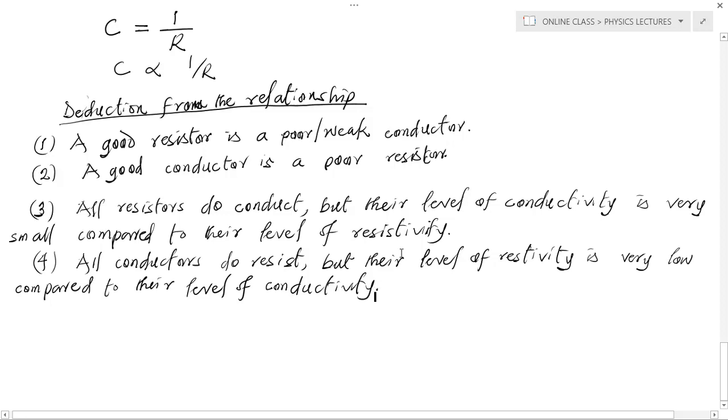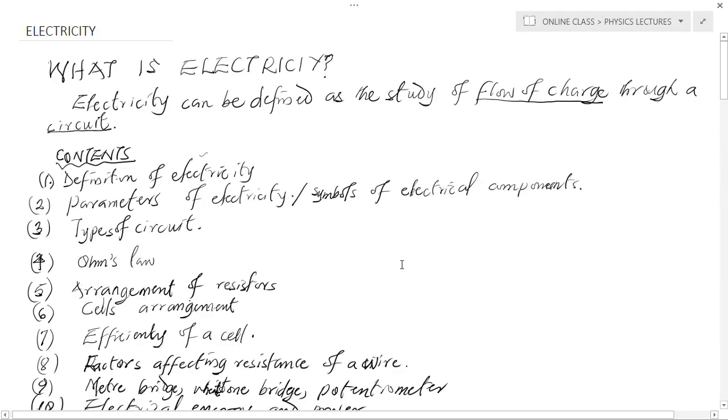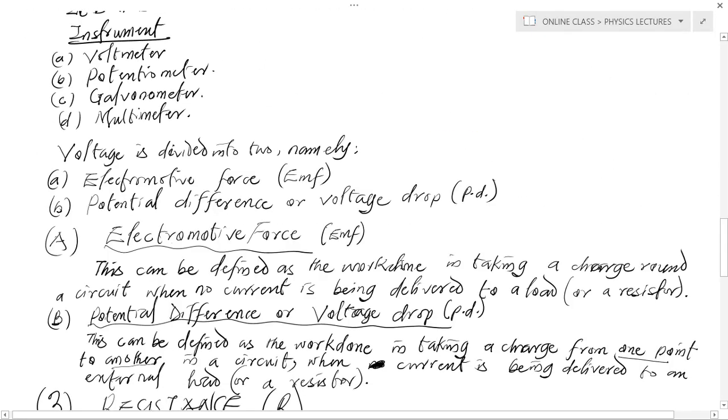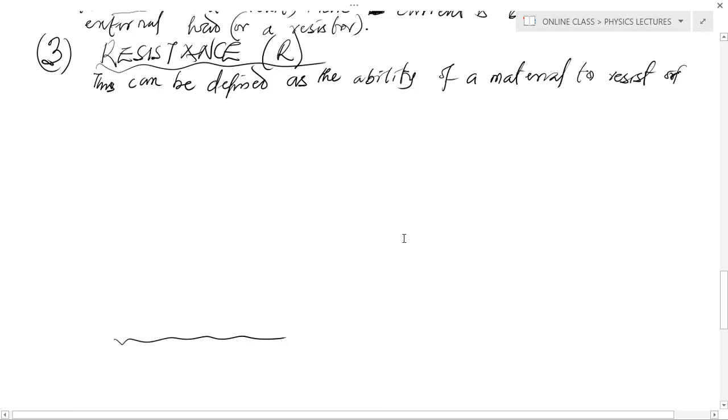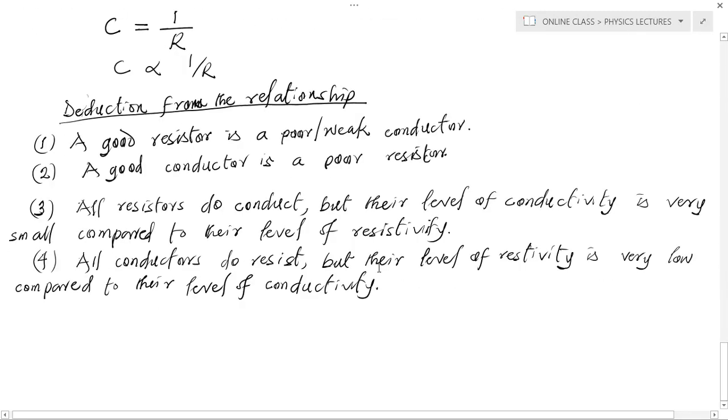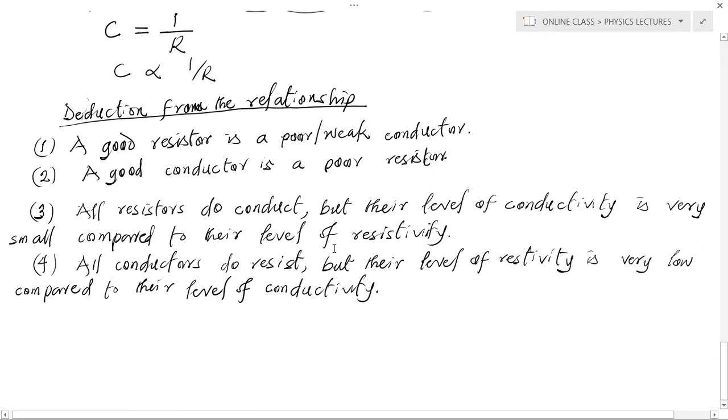Now, this is where we are going to stop for today so that the video will not be too much for us. So the next class we'll be discussing types of circuits, Ohm's law, and arrangement of resistors. Tomorrow, I pray that there is enough time for me to give us more explanation on this.